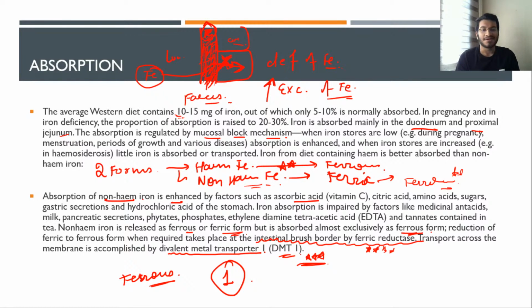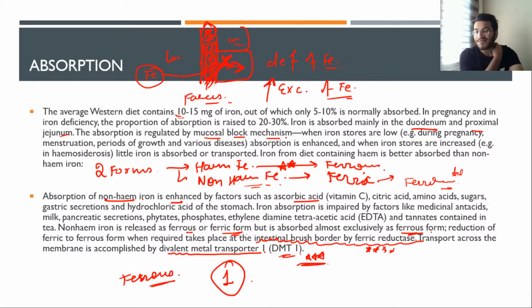Iron absorption is impaired by factors such as medicinal antacids, milk, pancreatic secretion, phytates, phosphates, ethylenediaminetetraacetic acid, and tannates contained in tea. So these all things block iron absorption. Right, फिर क्या होता है?